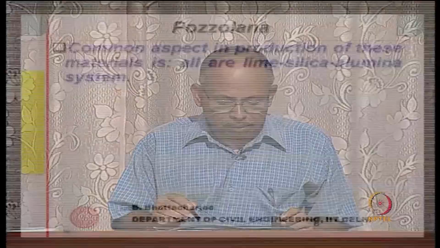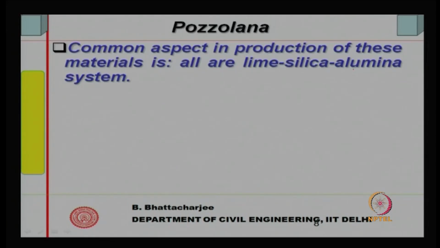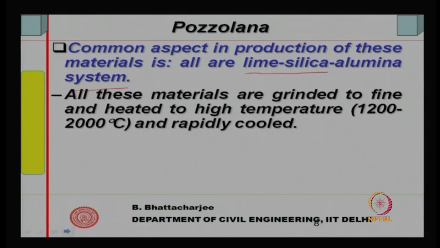These materials have commonalities, all contain silica which can react, right. A common aspect of these materials is that they all come from the lime-silica-alumina system, they have silica and alumina. The second aspect common to these materials is that they are ground fine and then heated to high temperature, 1200 to 2000 degrees centigrade, and rapidly cooled, both silica fume as well as fly ash.